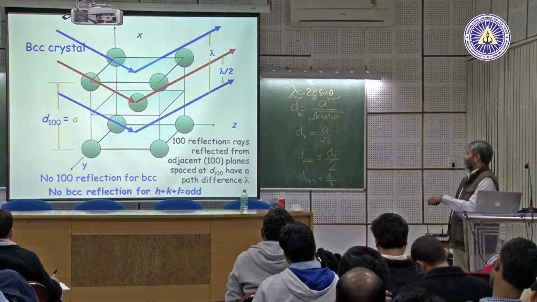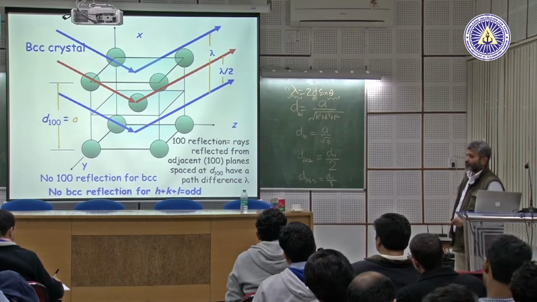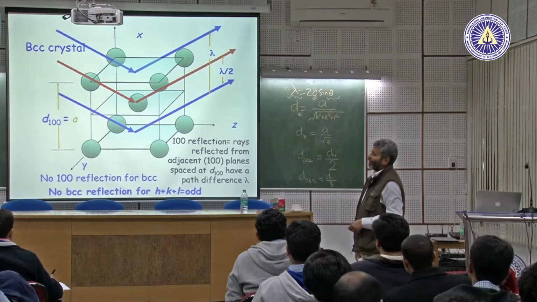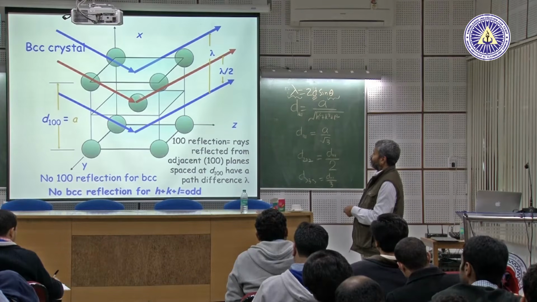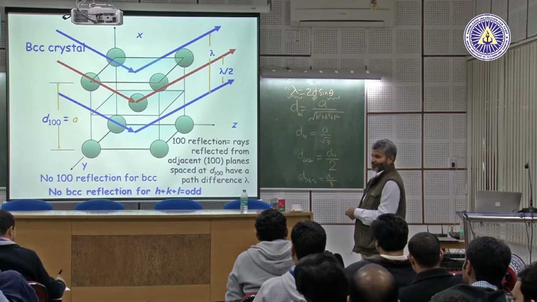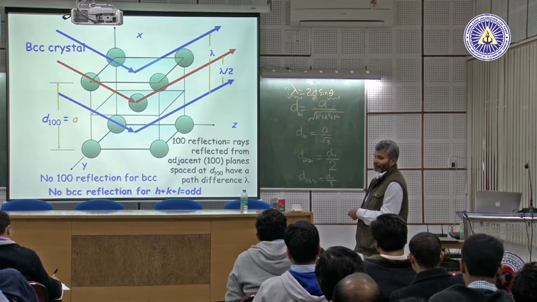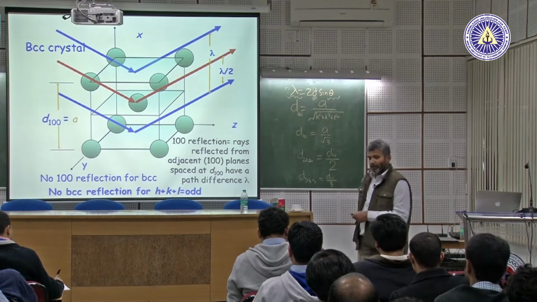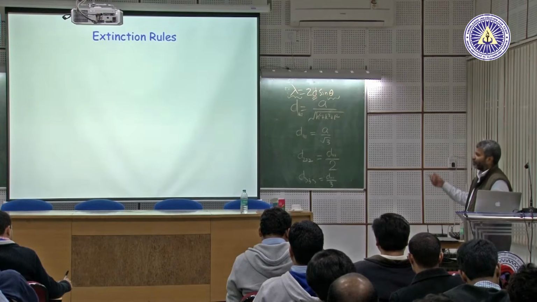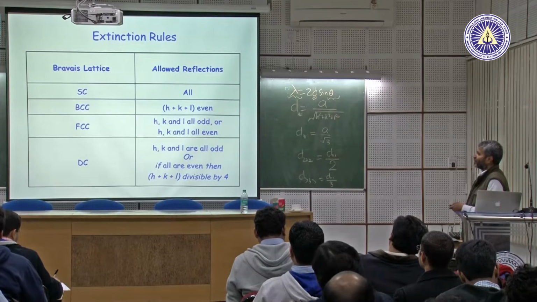So, in general you know that if H plus K plus L is odd, BCC will never show any reflection. Geometrically, whenever H plus K plus L is odd, there will always be a middle atom. That is a geometrical result. If H plus K plus L is odd, there will always be a middle plane in BCC. So, you will not get a reflection. If you systematize that and study for different crystal structures, these are called extinction rules or systematic absences.